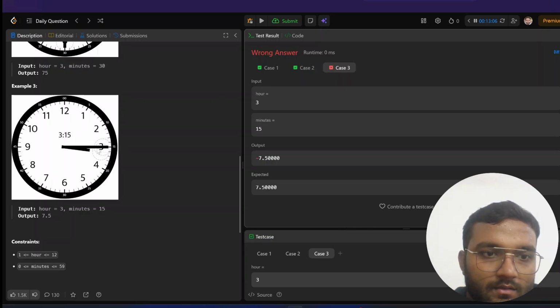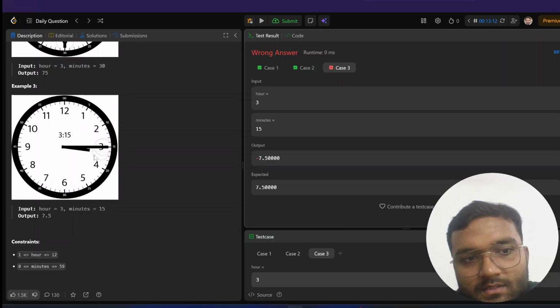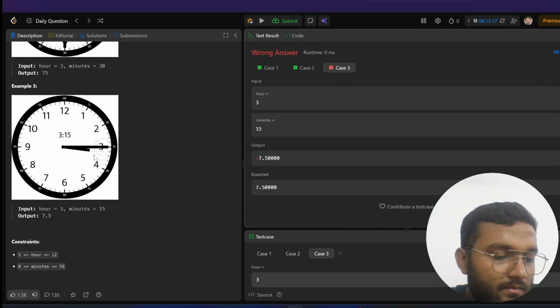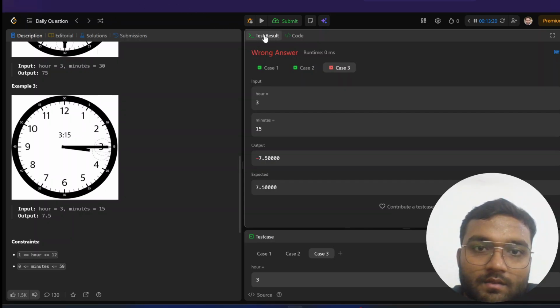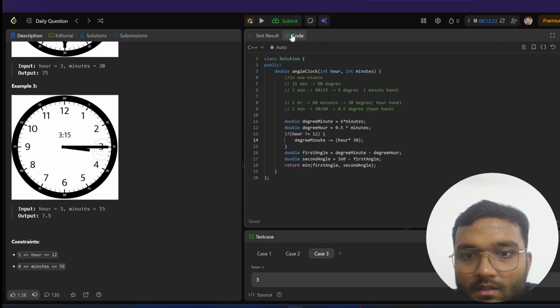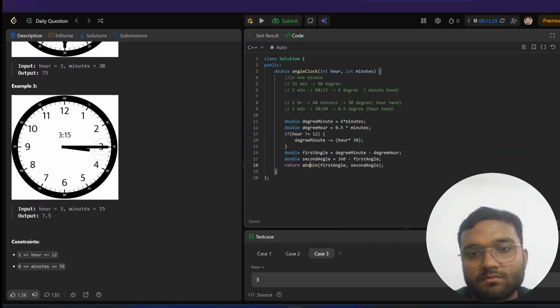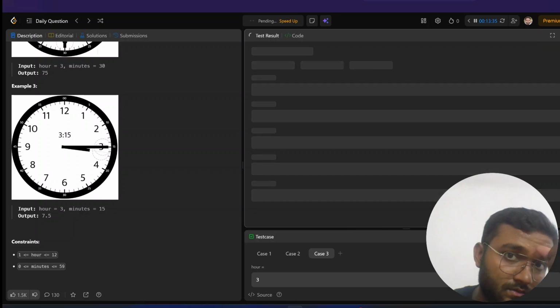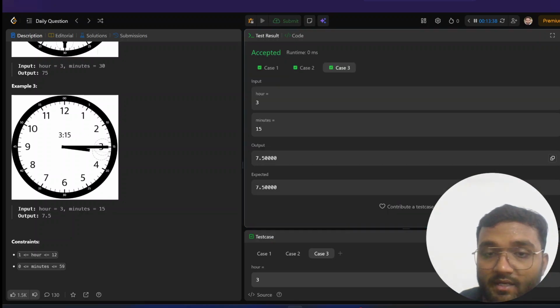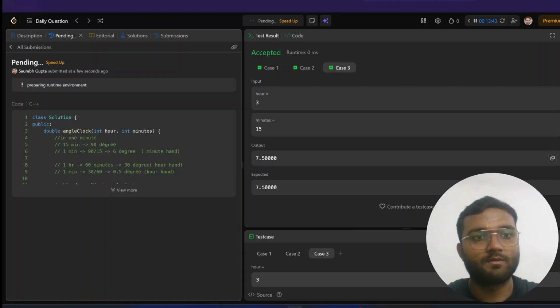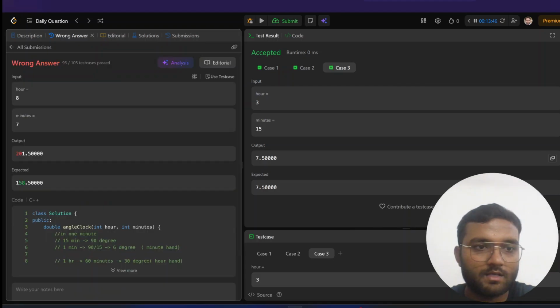So the hour is 3, the hour is 15. What I have done is, there might be a case when this result can be negative. So I think I should make this absolute. Let me test this. I got it correct. Let me try to submit it. Hope it will submit fine. I got the wrong answer.